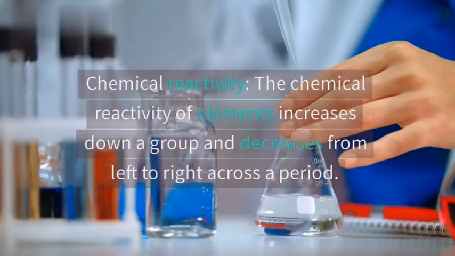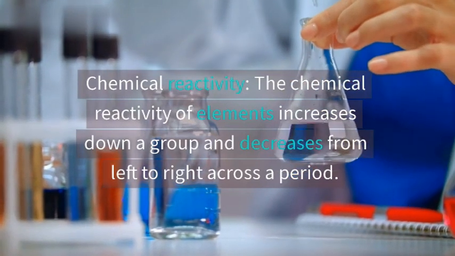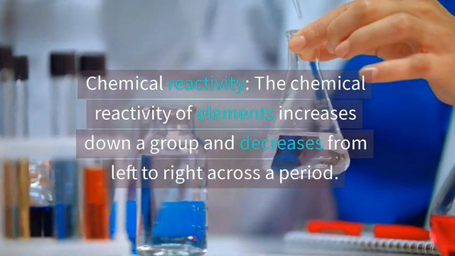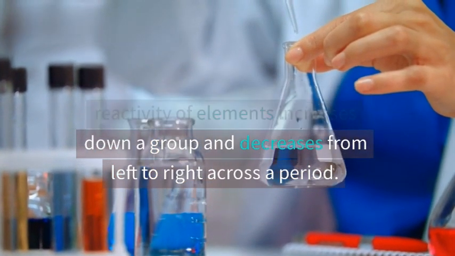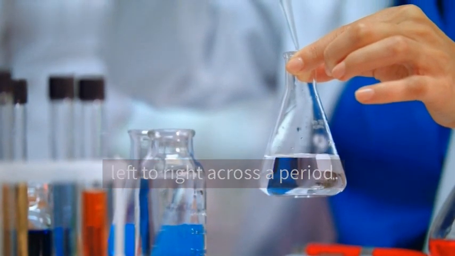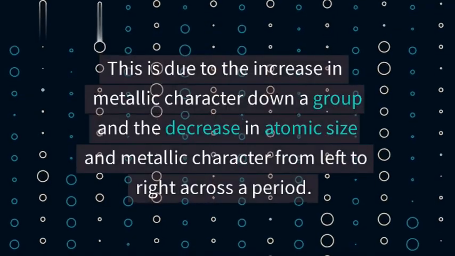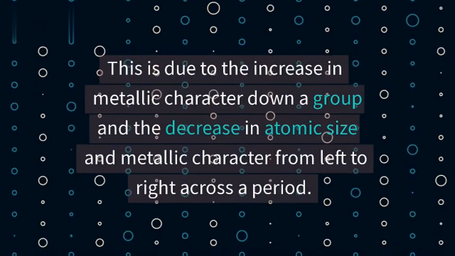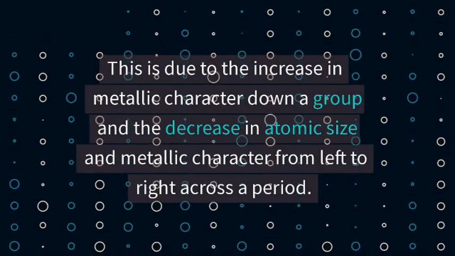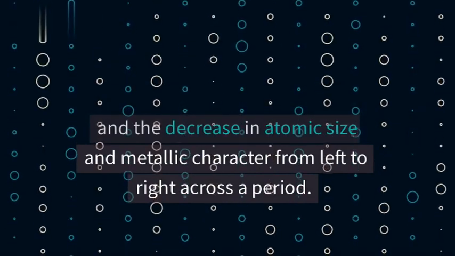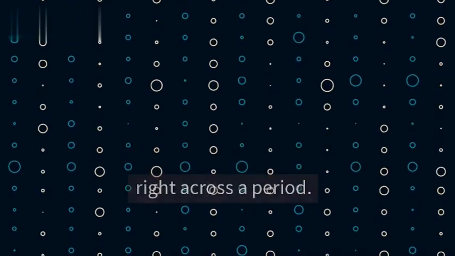Chemical reactivity. The chemical reactivity of elements increases down a group and decreases from left to right across a period. This is due to the increase in metallic character down a group and the decrease in atomic size and metallic character from left to right across a period.